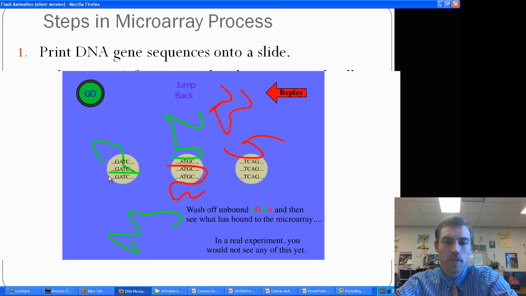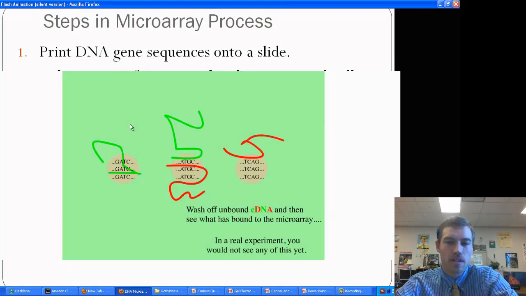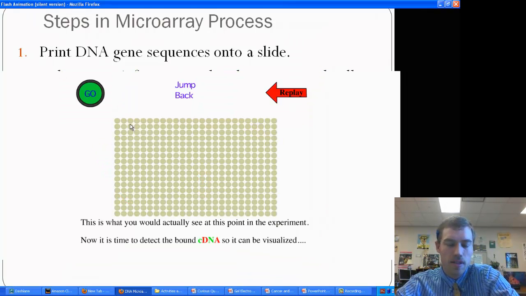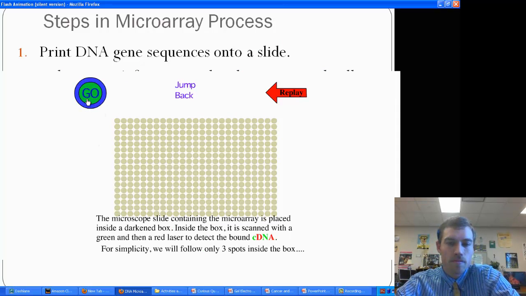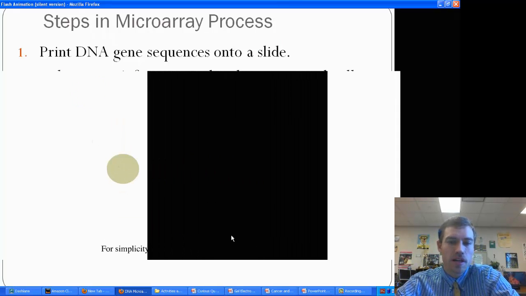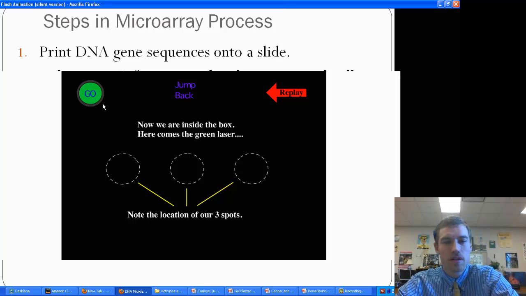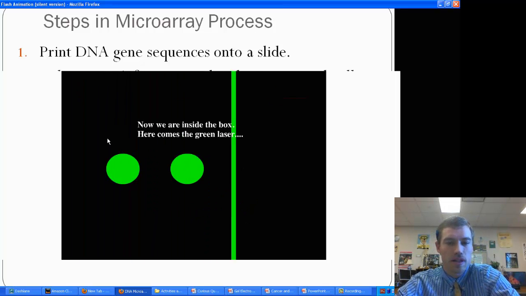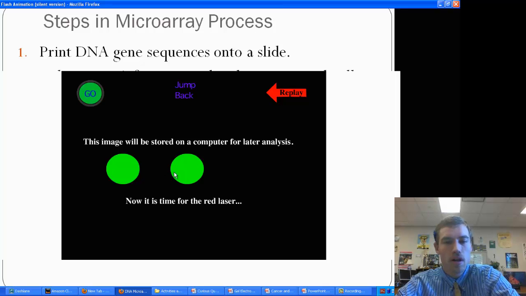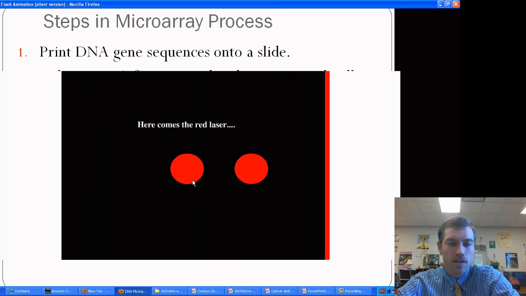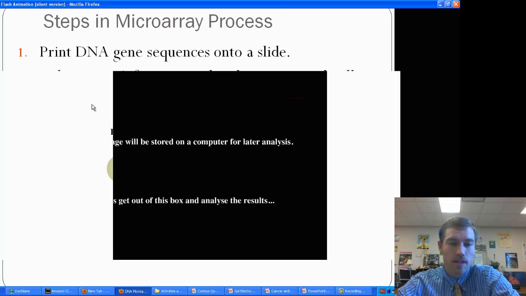All right. So now we can wash off all of the stuff that did not bind, so any pieces of the cDNA that did not bind. And we're just going to take a look at these three spots, and this is where we shine our lasers over the top. So the green laser is going to come along and find out where we have the green DNA. Then the red laser comes along and looks at the red DNA.